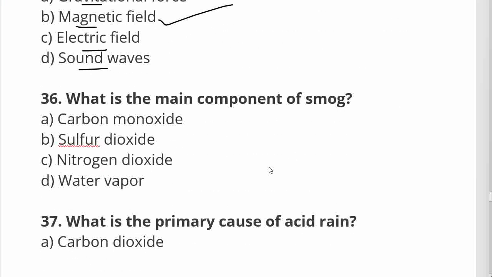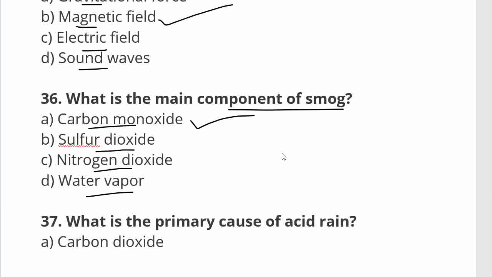Now the next question, what is the main component of smoke? Options are A. Carbon monoxide, option B sulfur dioxide, option C nitrogen dioxide, option D water vapor. The right answer is option A. Carbon monoxide. Smoke is primarily composed of carbon monoxide, nitrogen oxide, and other pollutants that combine with particulate matters to create a haze that reduces visibility and harms health.